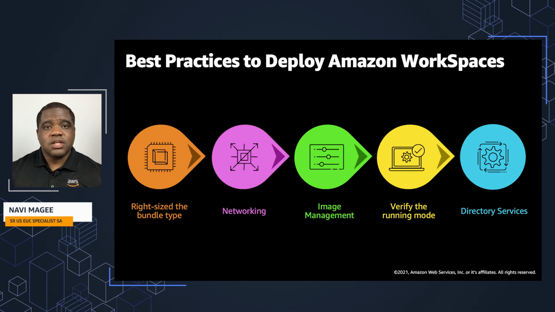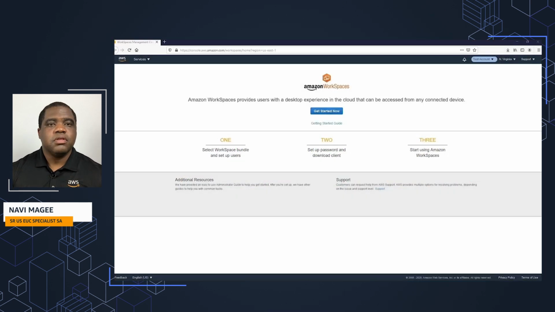In the references section, you'll see an option for the best practices guide for deploying Amazon WorkSpaces. Inside there, you'll have more information on the best practices to deploy multiple scenarios for Amazon WorkSpaces with directory services. Now let's take a look at a WorkSpaces demo using our Windows offering.